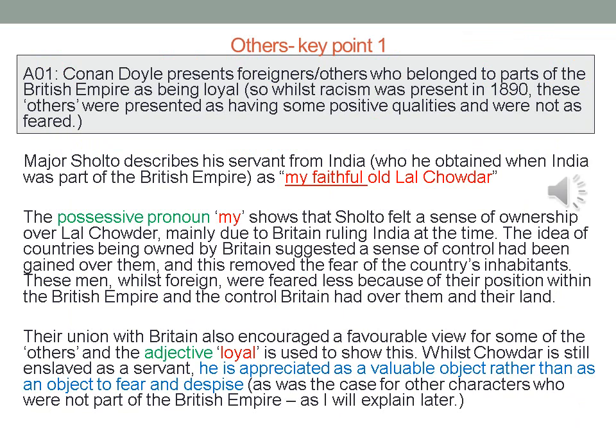Now the first point that can be made about the theme of others is the fact that Conan Doyle, throughout his novella, actually presents foreigners or others who belong to part of the British Empire as being loyal. Now we know that in 1890 there were racist views in England, but those who were part of the British Empire that actually defended Britain and wanted to be there were actually presented as having some positive qualities and were not as feared as other people from around the globe who did not want to be under British rule.